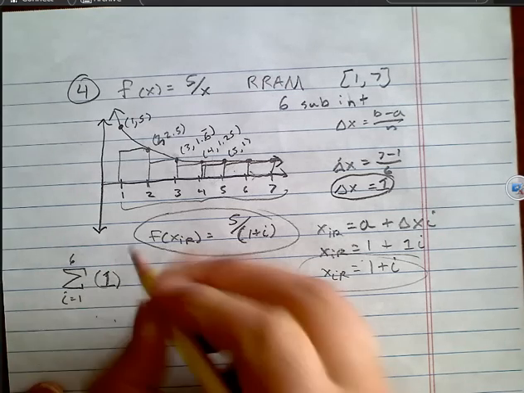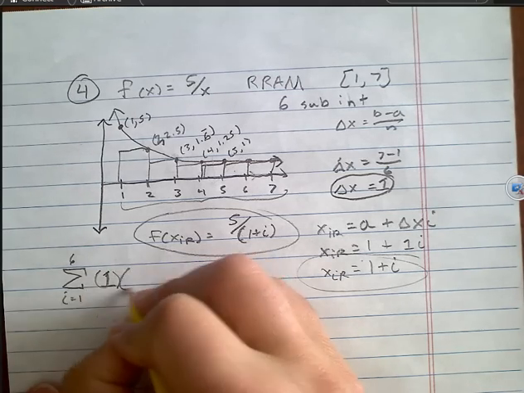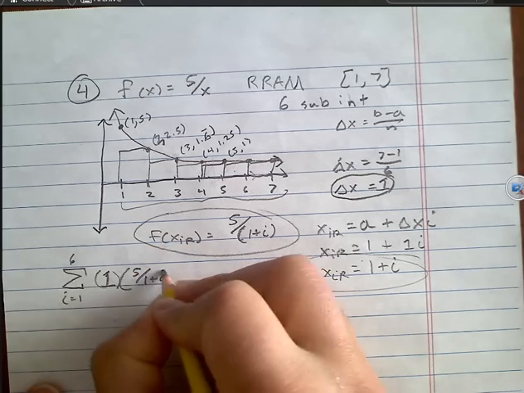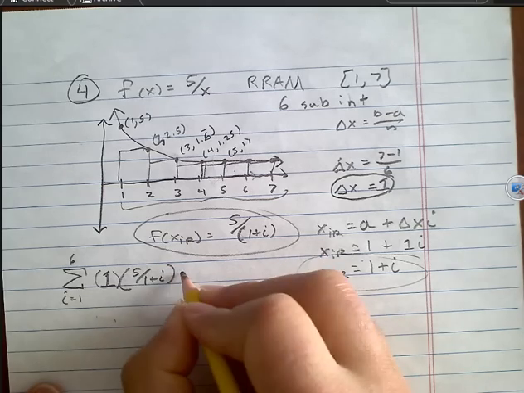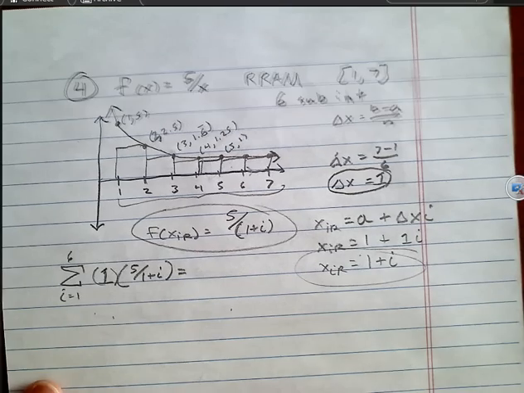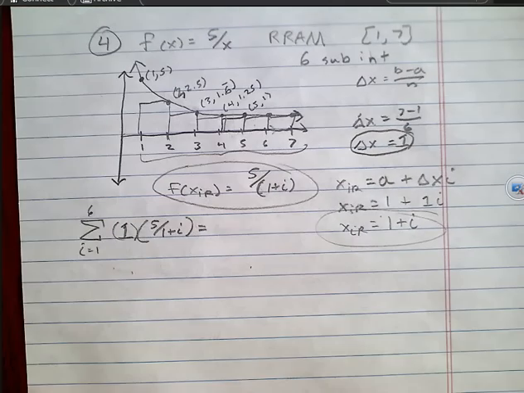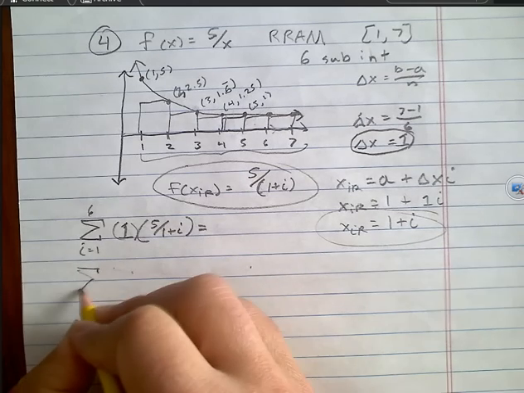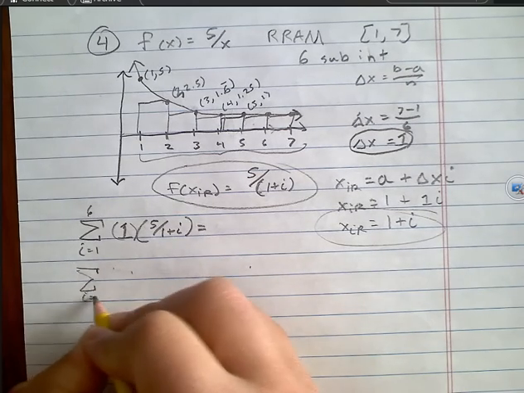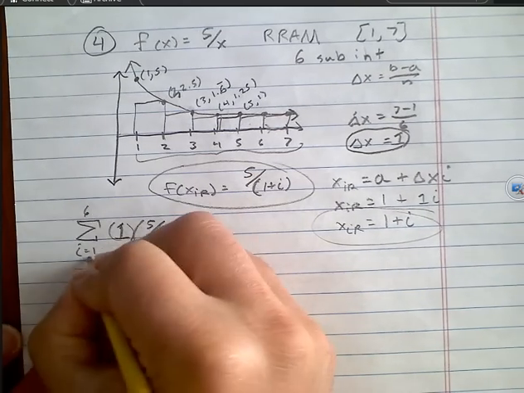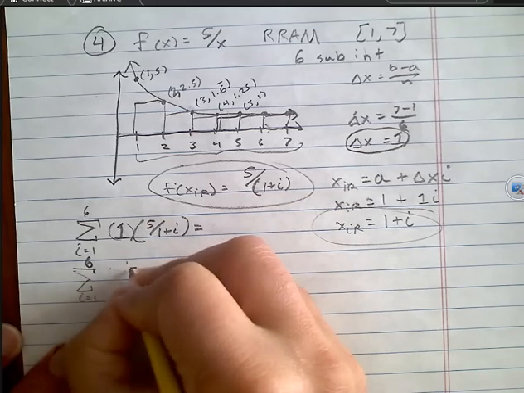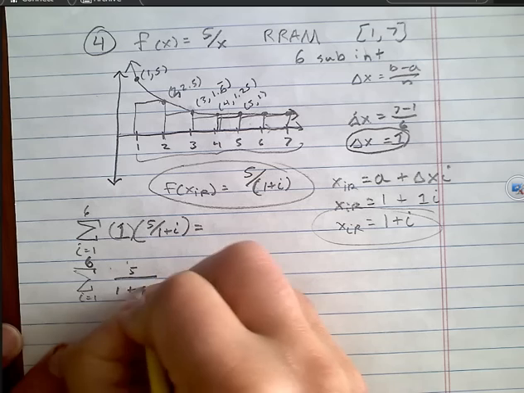f of x_i is 5 over 1 plus i. And this is shaping up to be a pretty easy problem. We're almost done. Alright, so the summation from i equals 1 to 6. I'm dropping that 1 off. I'm just going to write it as 5 over 1 plus i.